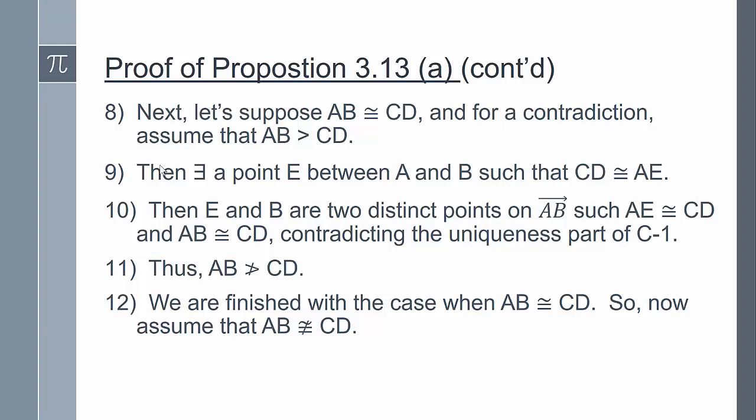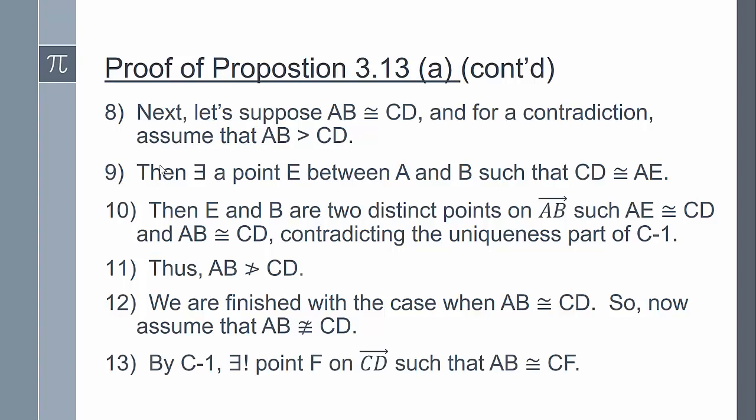So now for the rest of the proof, we're going to assume that AB is not congruent to CD. And now we need to show that either AB is less than CD or AB is greater than CD, but not both. Well, by Congruence Axiom 1, there exists a unique point F on ray CD such that AB is congruent to CF.